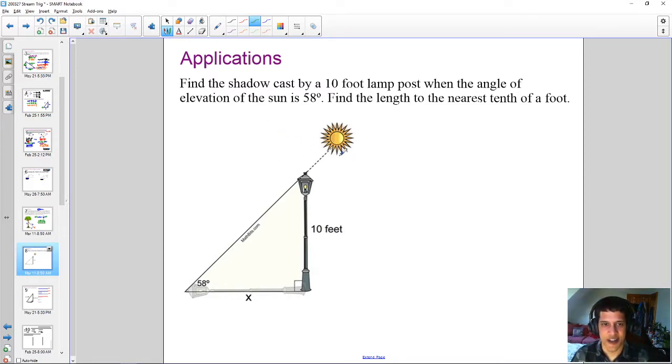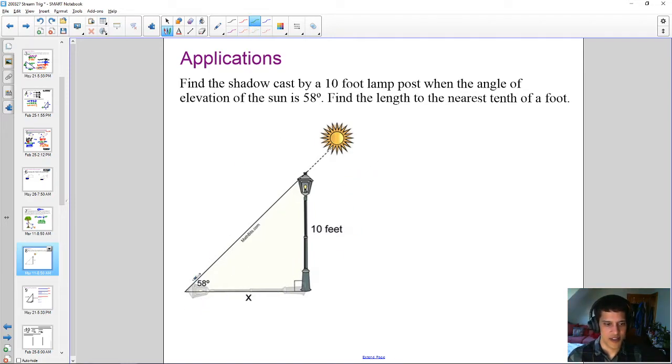So, here we go. We're going to find the shadow cast by a 10-foot lamppost when the angle of elevation of the sun is 58 degrees. Find the length to the nearest tenth of a foot. Cool. So we have the sun up here. It's casting a shadow. And if we know what the angle with the sun is, we can actually find out how long that shadow is. So how long is that shadow?